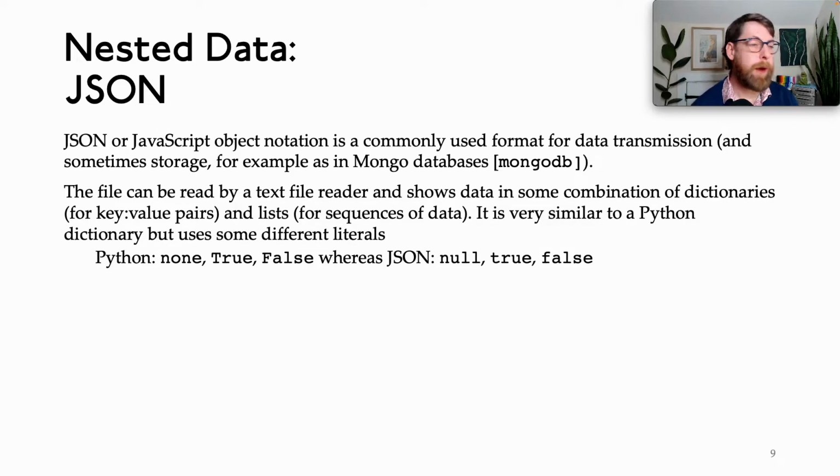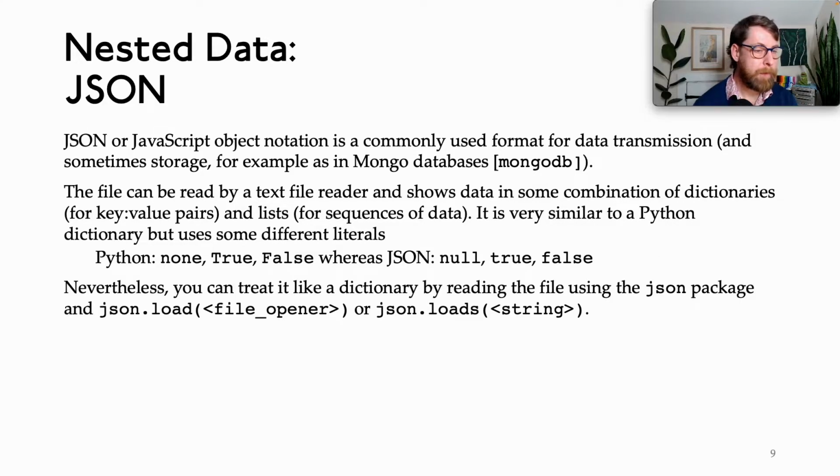So the file can be read by a text file reader. You can open up JSON and look at it in a text file, and you'll see data in some combination of dictionaries and lists. And it's very similar to a Python dictionary, but it uses some different literals, for example. In Python, we have None, True, and False with these uppercases, and in JSON, we have null and lowercase true and false. So you can't just literally make it a dictionary, but it's very close. So you can kind of treat it like that.